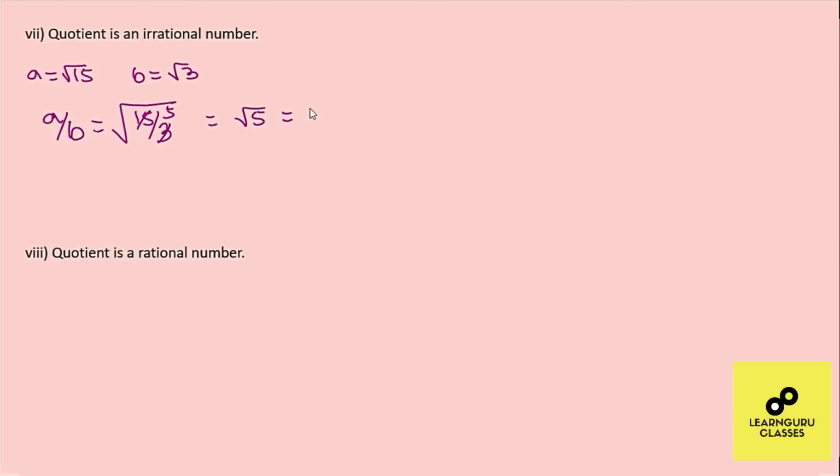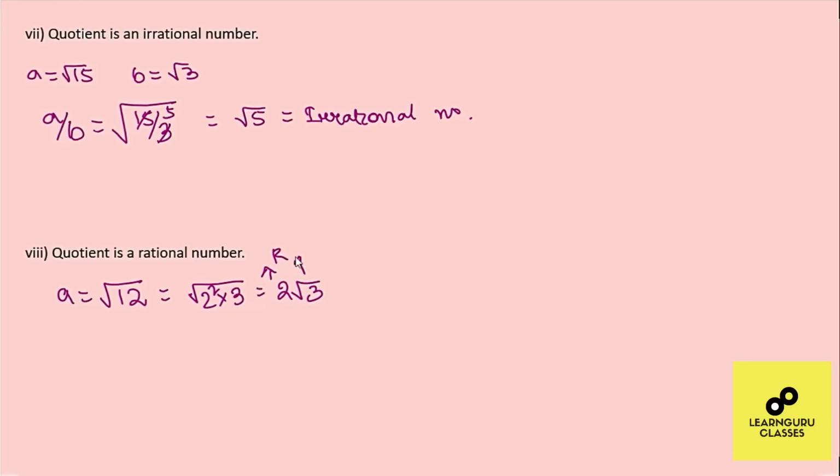Quotient is a rational number. So for that, let's take a equal to root over 12. Root over 12 is also an irrational number because if you factorize 12, it is 2 square into 3. So if you bring 2 outside the root, 2 into root over 3. Again, it is a product of a rational number and an irrational number, so it will give you an irrational number. So root over 12 is an irrational number.